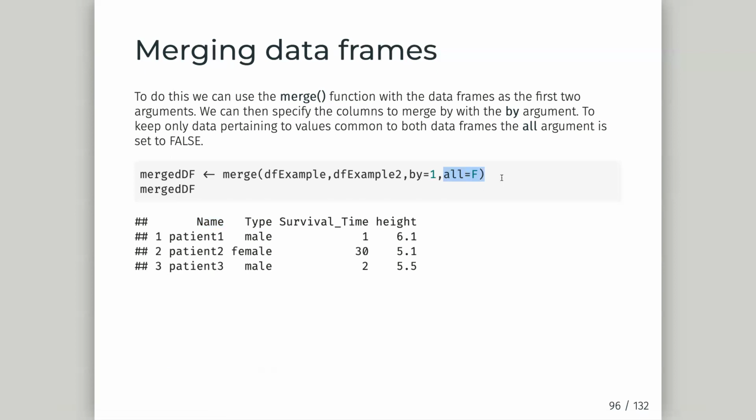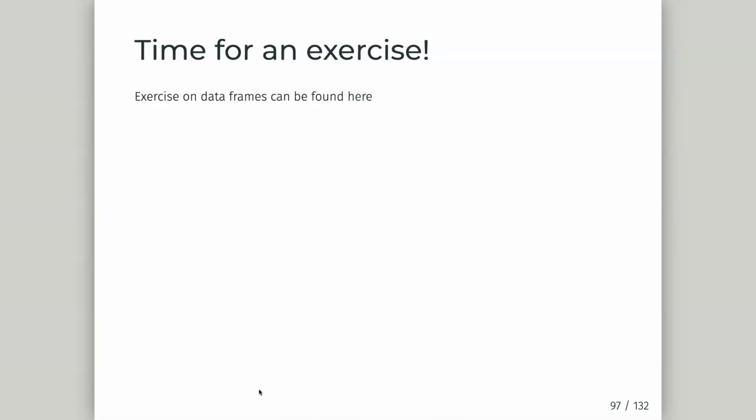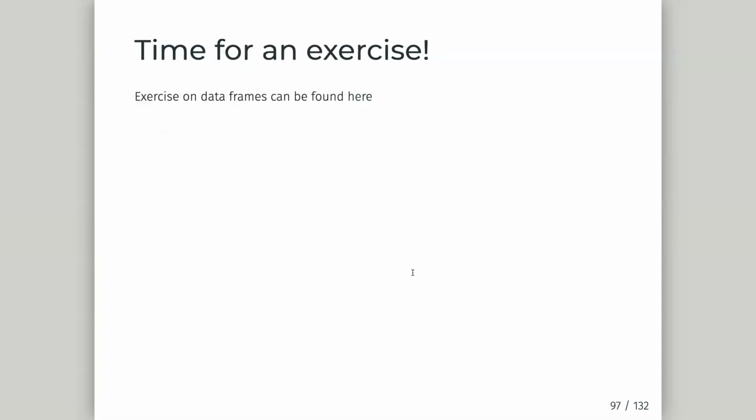Here we're going to say all equals false. That's important because what we're going to get back is only a data frame containing information where we had common patients, common things to merge by. So patient 4 got lost. I have this information, but I had nothing in the second data frame. I didn't have a height. As we will see in the examples, if you want to, you can say all equals true, and you will maintain the patient information, but you just won't get values for height. You will get NA back. We'll see that in our examples.